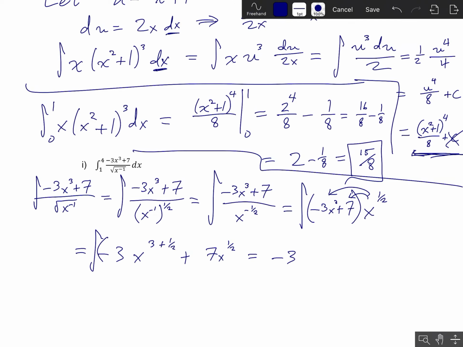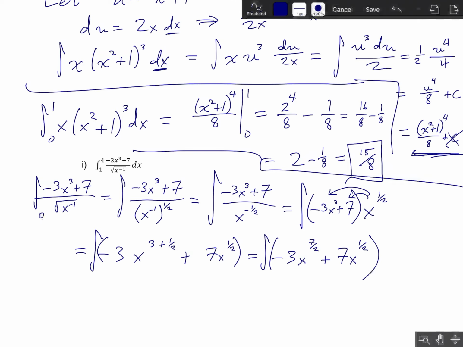And then there's an integral sign out here. And a 3 plus a 1/2 would be 7/2. So this first term would be a negative 3 times x to the 7/2 power plus a 7 times x to the 1/2 power. And now this is something that we can integrate.